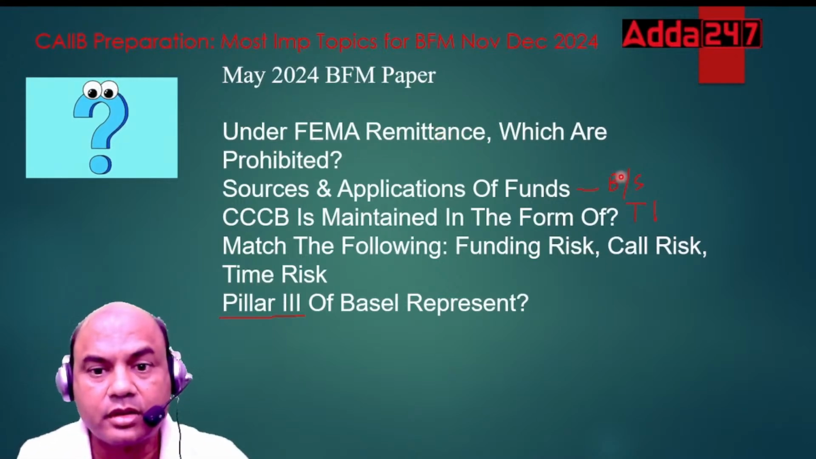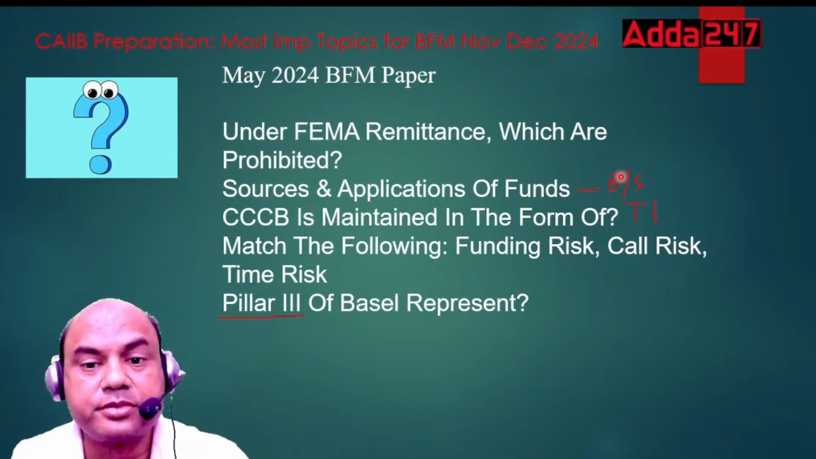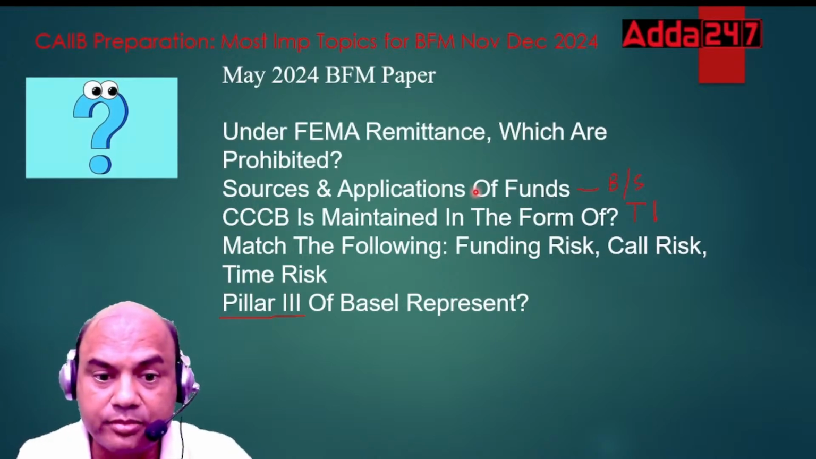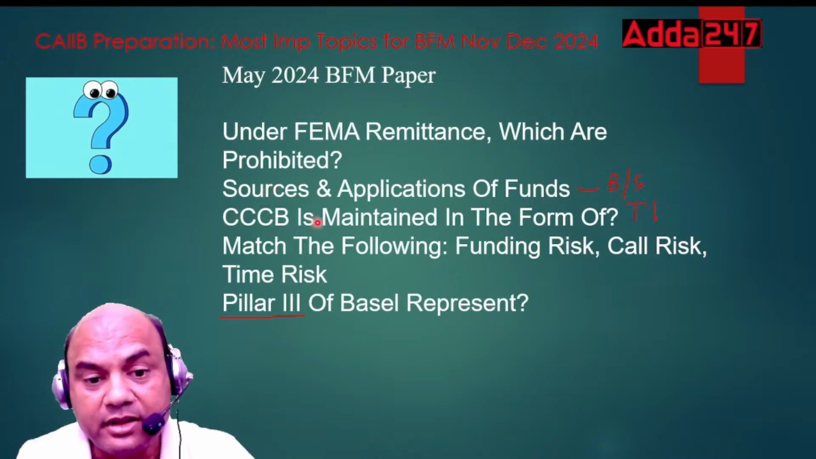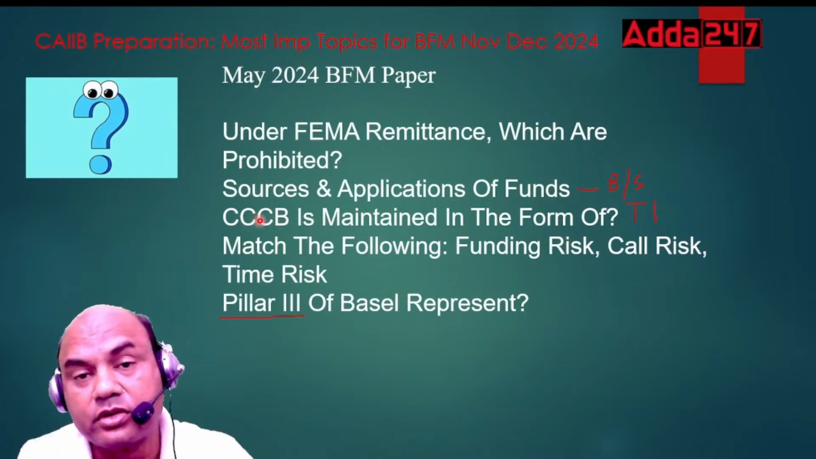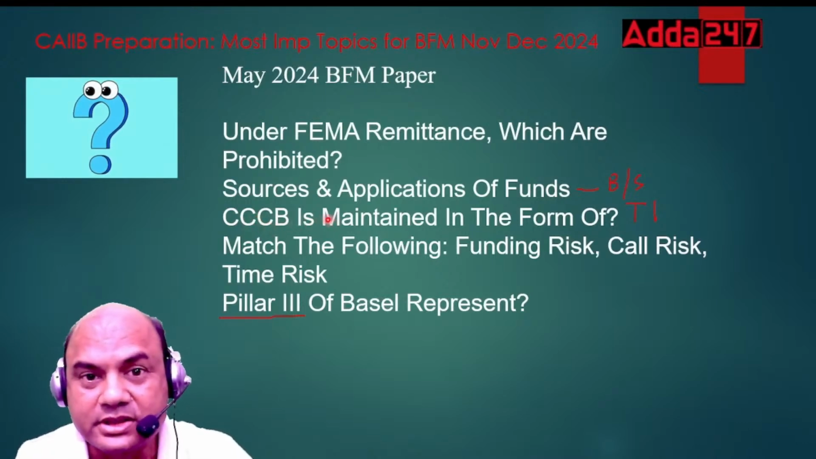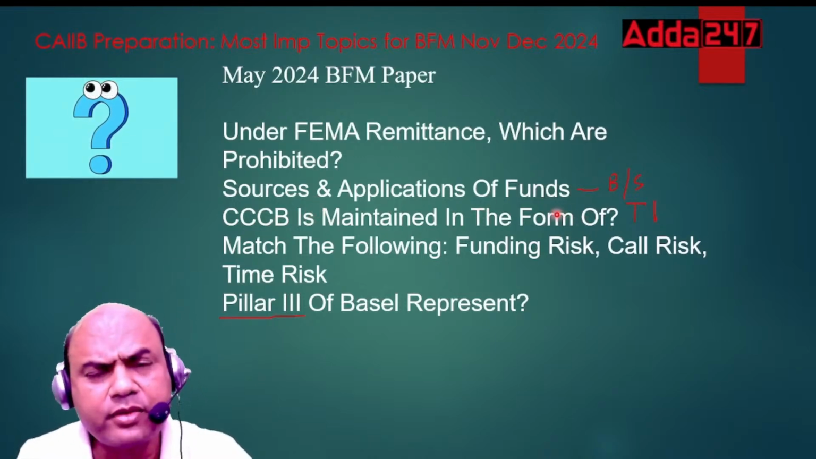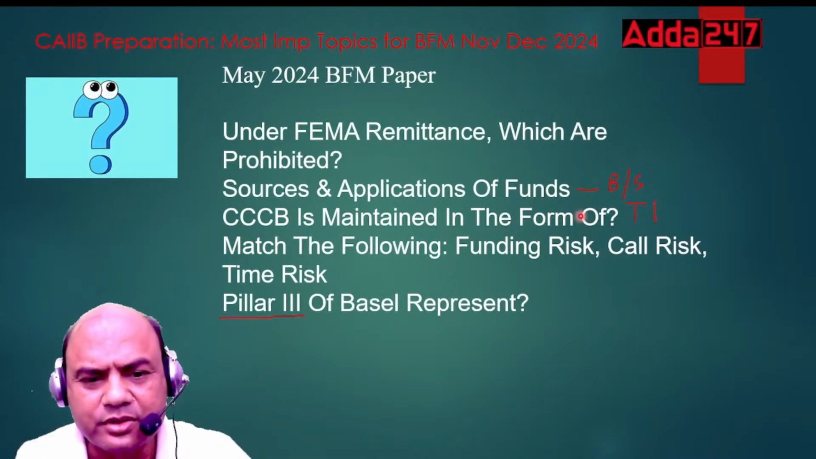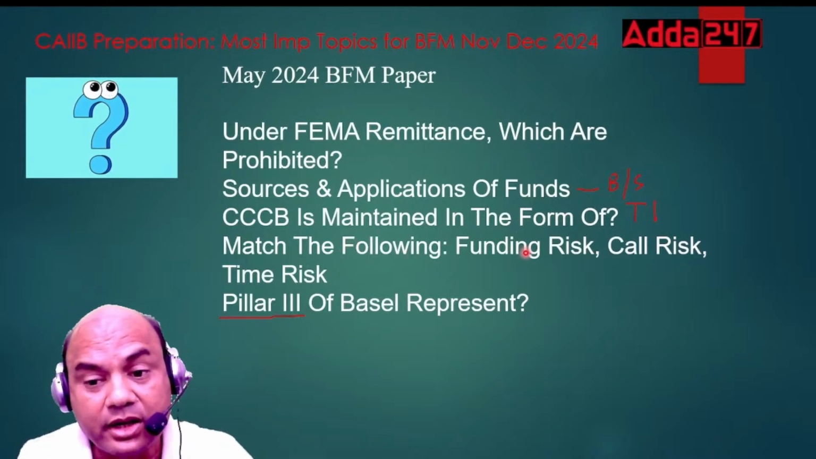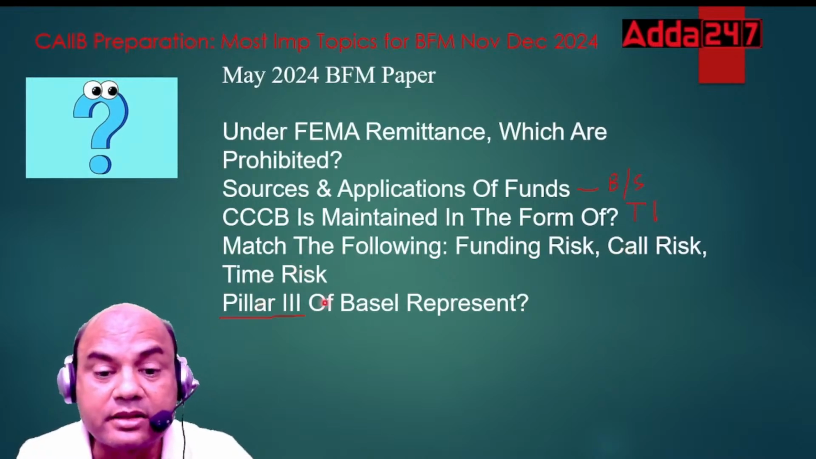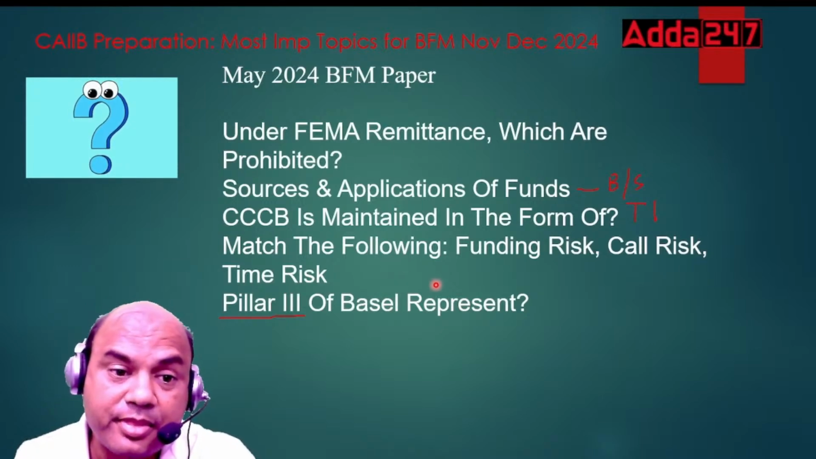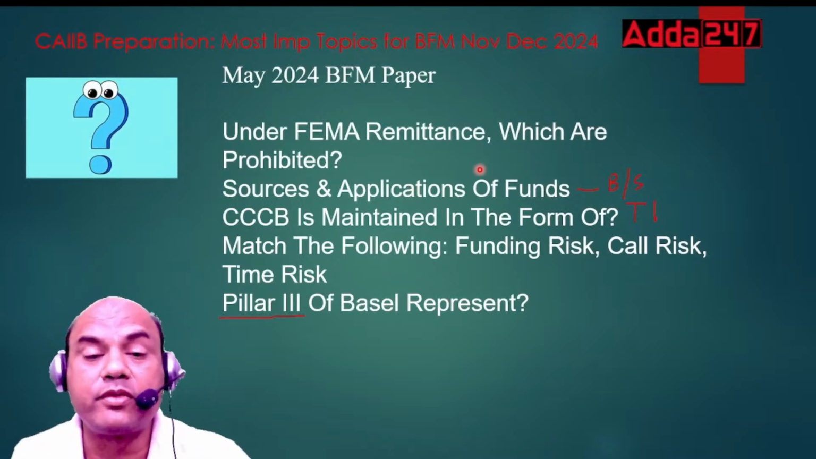Okay. Sources and application of funds. This is basically your module D. Okay. BFM. CCCB. So counter cyclical capital conservation buffer. There are two buffers, CCB and CCCB. Is maintained in the form of, okay, everything is maintained in form of tier 1 only, kindly note. Match the following was there: funding raise, call raise, time raise. Pillar 3 of Basel represent. So this was also one question. So this was a total paper of May 24.